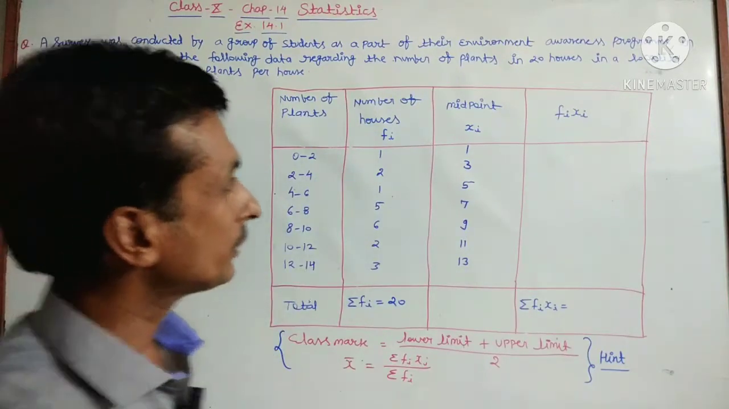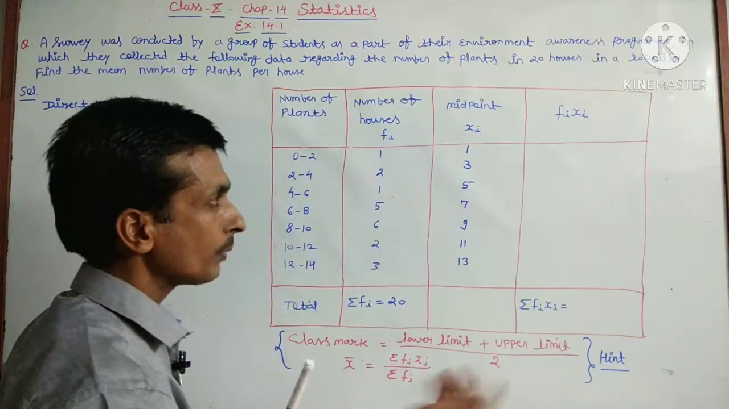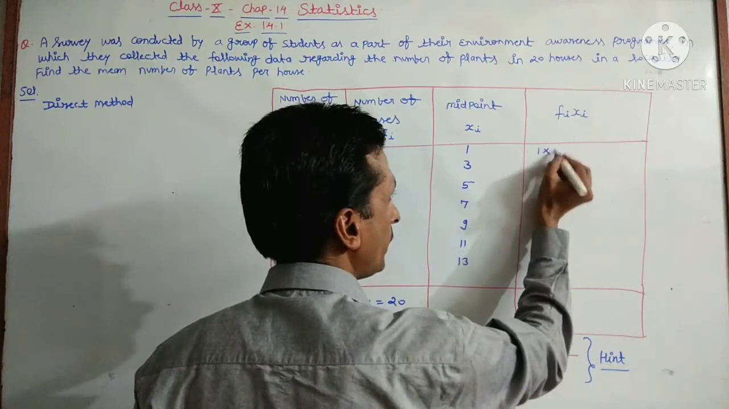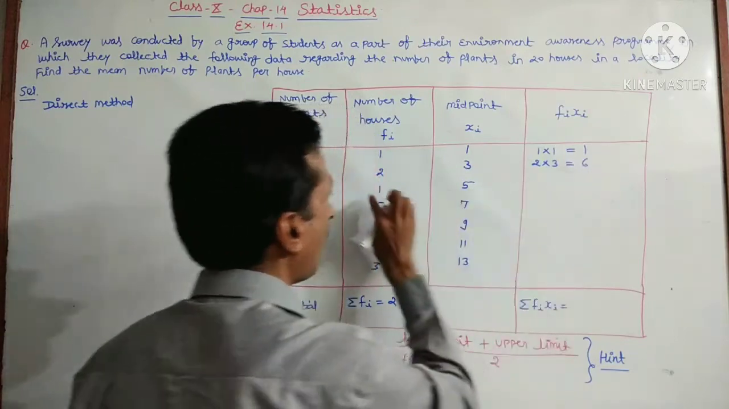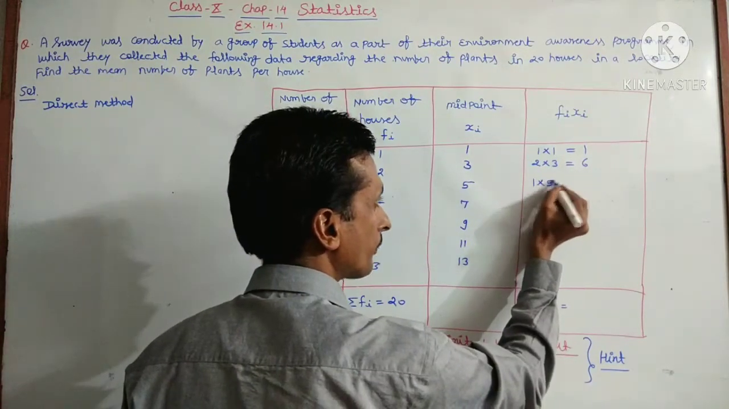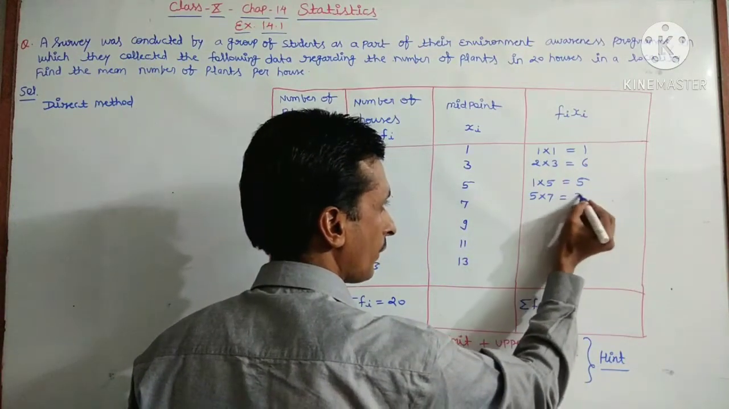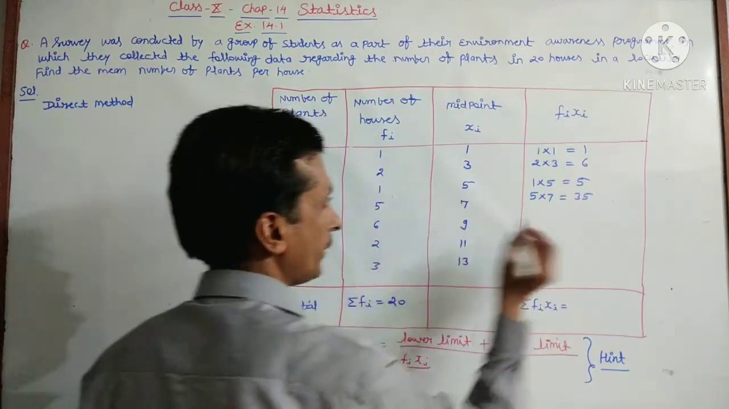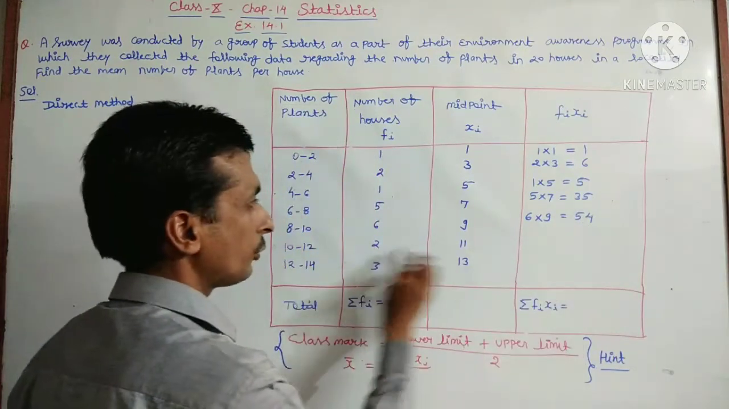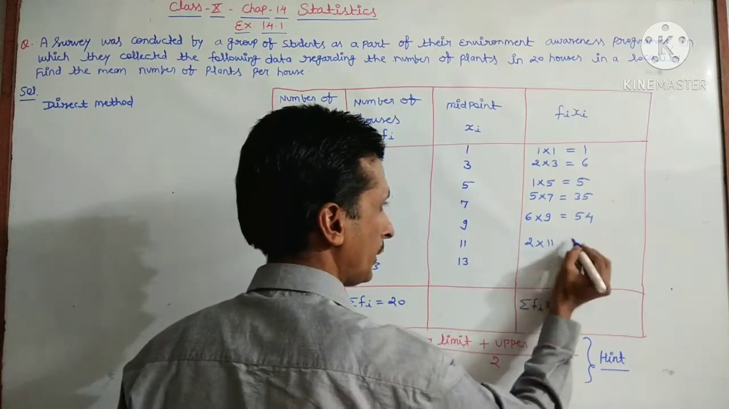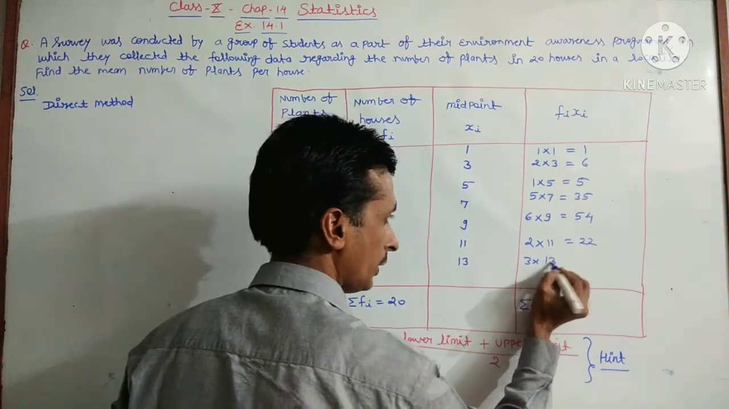And in the next table, fi multiplied by xi, so both numbers you have to multiply. So what will be the result? Here you can see 1 into 1 is equal to 1, and 2 into 3 is 6, and 1 into 5 is 5, and the next, 5 into 7 is 35, and 6 into 9 is 54, and 2 into 11 is 22, and the last, 3 into 13, how much? 39.